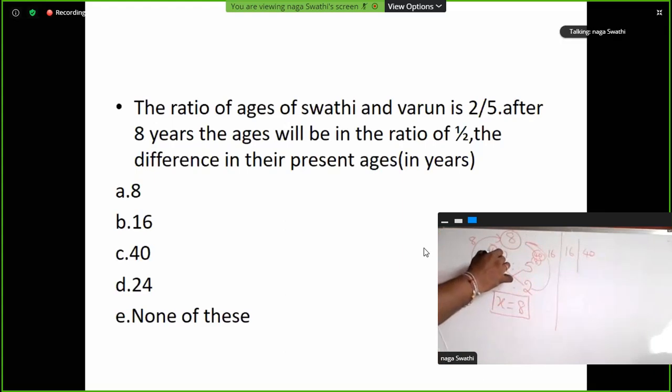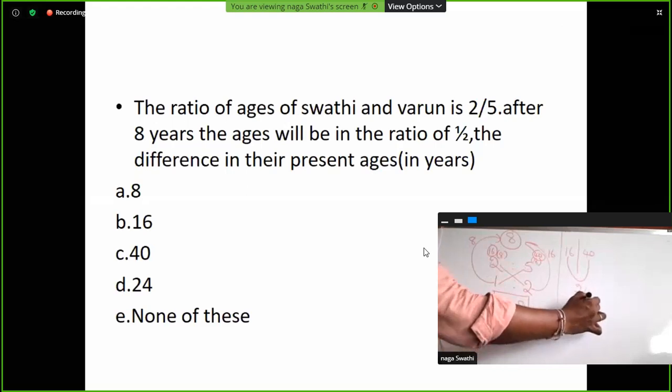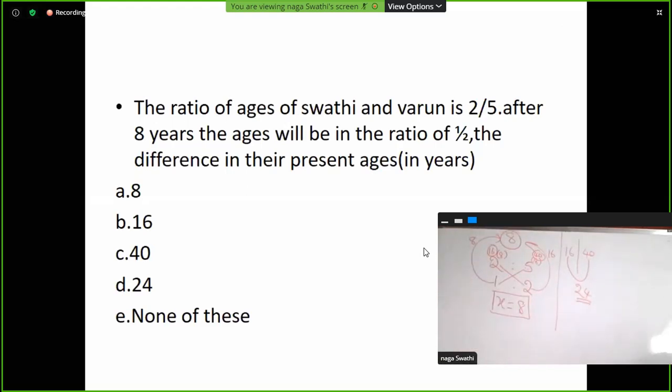2x, 2 into 8, 16. 5 into 8, 40. So here the difference is 24. Answer 24. Correct, correct. Very good. Well responded, ma. Are you clear? Yes or no?